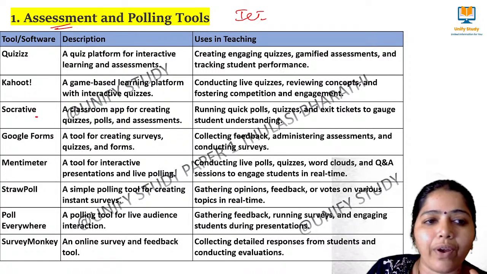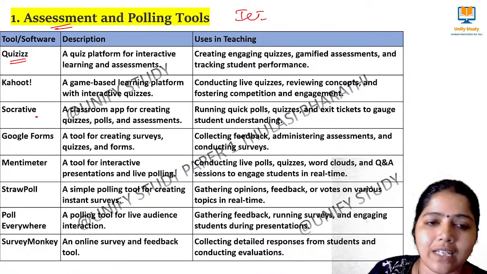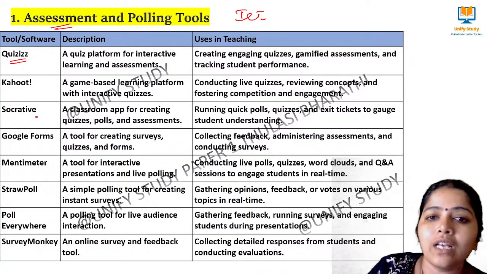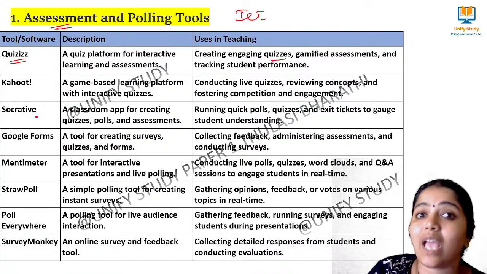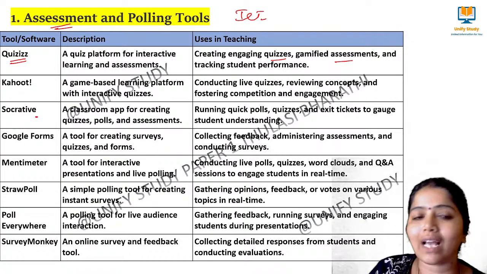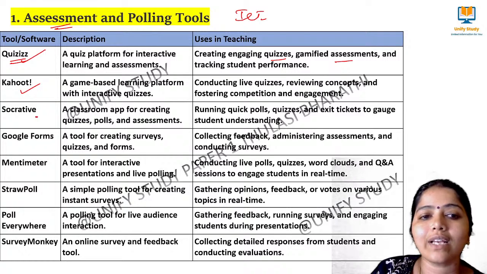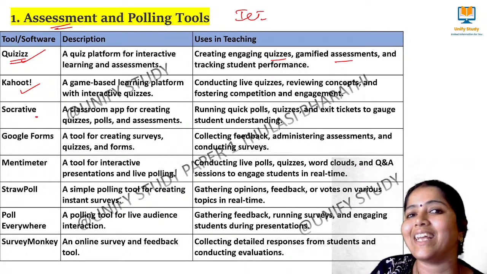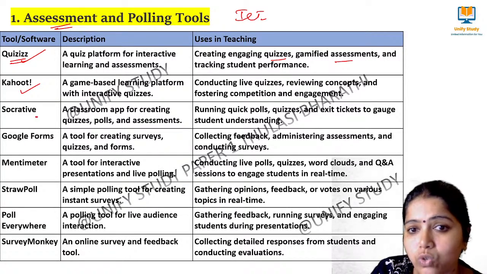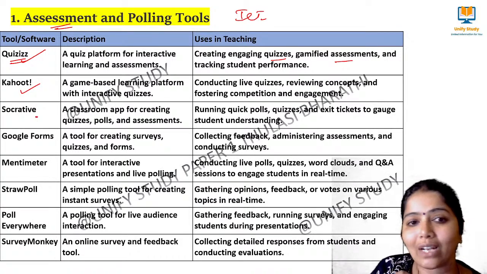First tool that we are going to see is Quizizz. Quizizz is a tool used for interactive learning using quizzes, where you can create quizzes and gamified assessments, through which I can track student performance. Next we have Kahoot. What is Kahoot? It is a game based learning platform which can create interactive quizzes again. Here we can create live quizzes and review the students, and you can also create engagement in students by giving competitions. So that will increase.